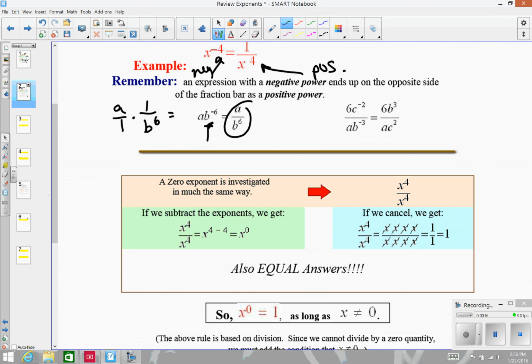And there's another example here you can see. Just remember, only move the base that is attached to a negative exponent from a numerator to a denominator when you change the sign on the exponent. And you can do the same thing if you have a negative exponent in a denominator. You can move only the base attached to that negative exponent from the denominator to the numerator, and then change your exponents so they are positive.